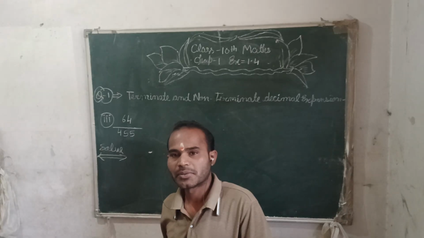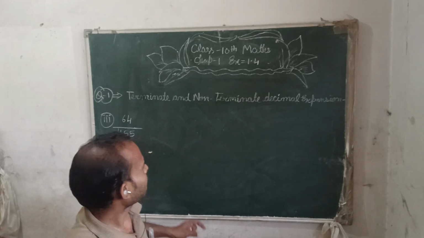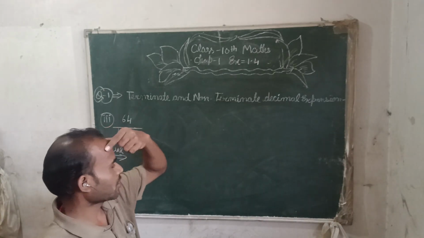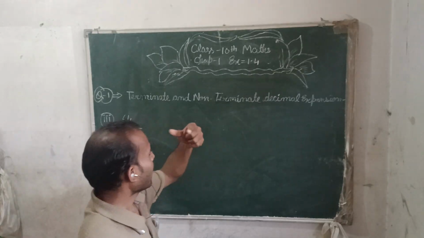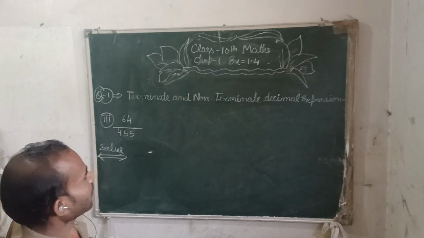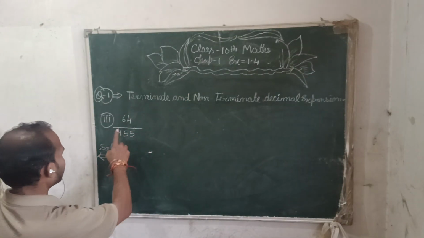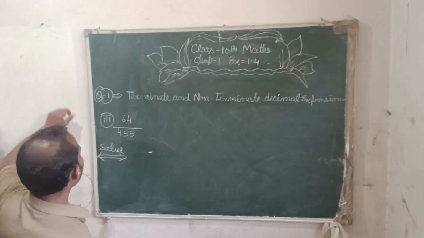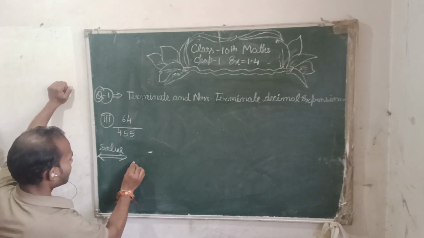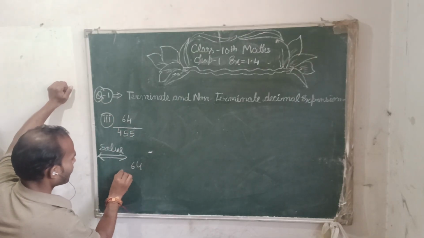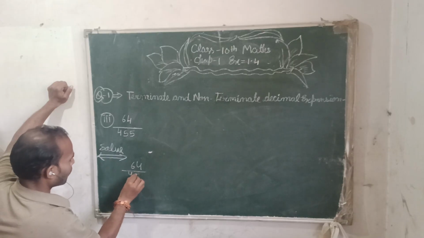This is your class 10 question on terminating and non-terminating decimal expansions, from Chapter 1, Exercise 1.4. The first part of the third question is 64 over 455.